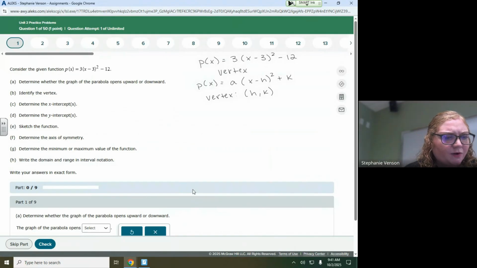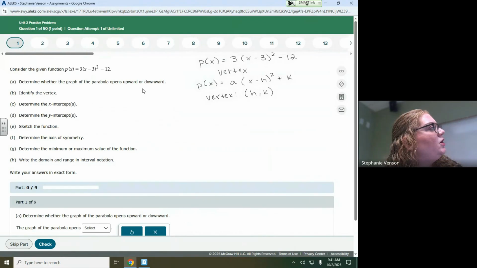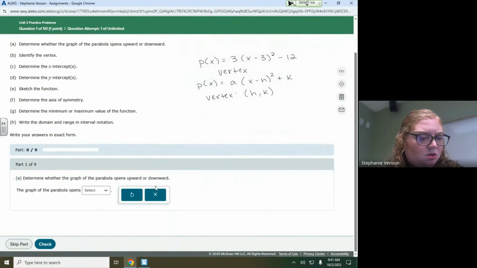Okay, so first question though, now that we've looked at that, let's go to the first question. First question says, determine whether the graph of the parabola opens upward or downward. So that's a positive A value. So does it open up or down? Yep. Oh, upward. Check.